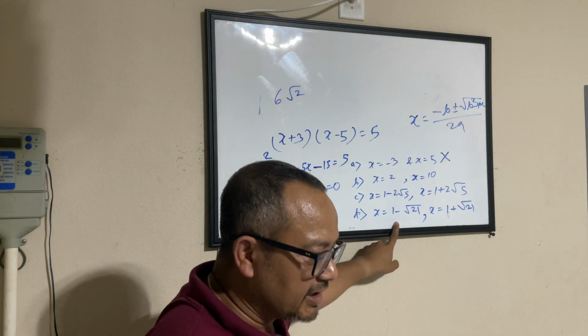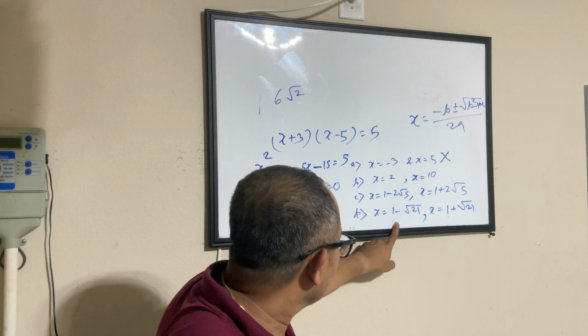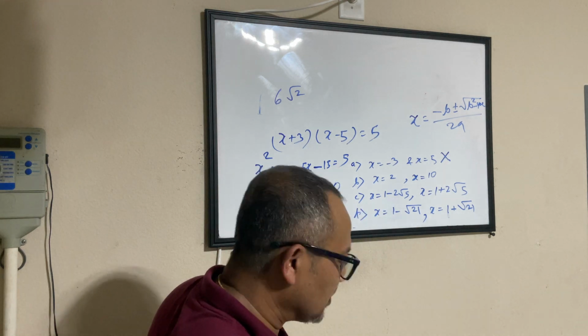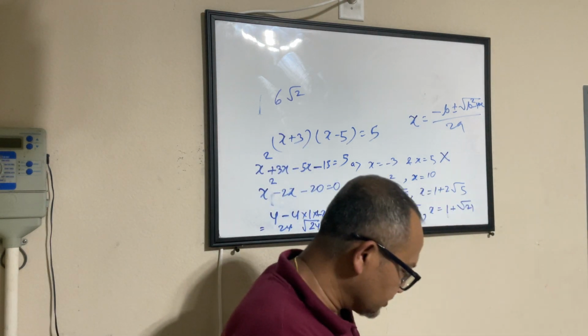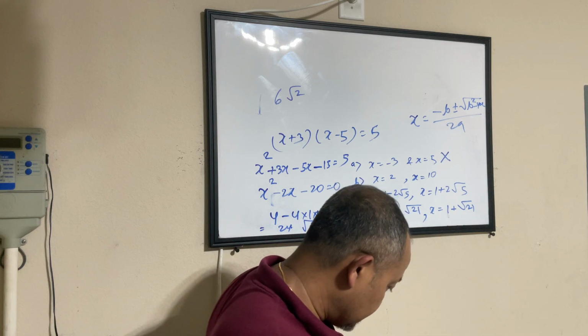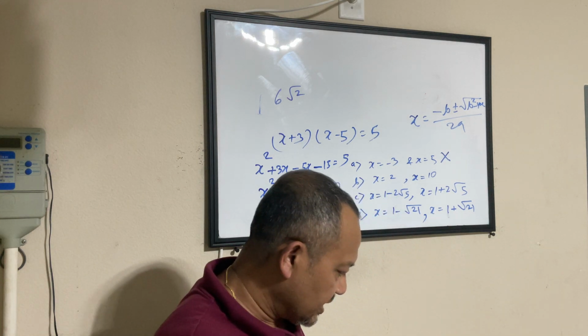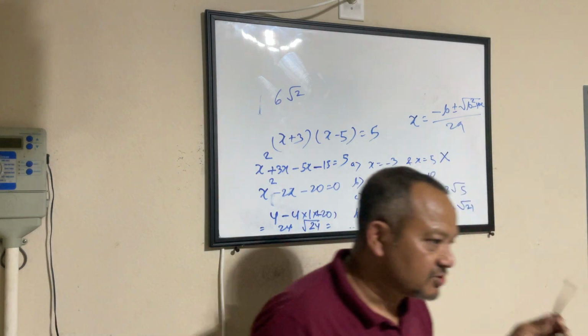How are you guys thinking that it's option B? I am not finding any option that is matching with this one. Is it square root 5 or square root 6? Let me just look at it. No, it's square root 5. Okay, then I have no other choice but to solve it, okay?